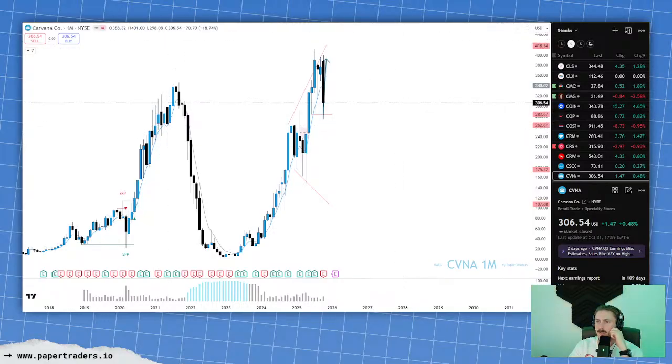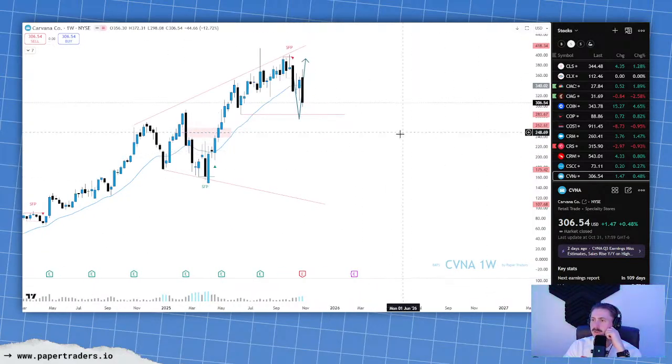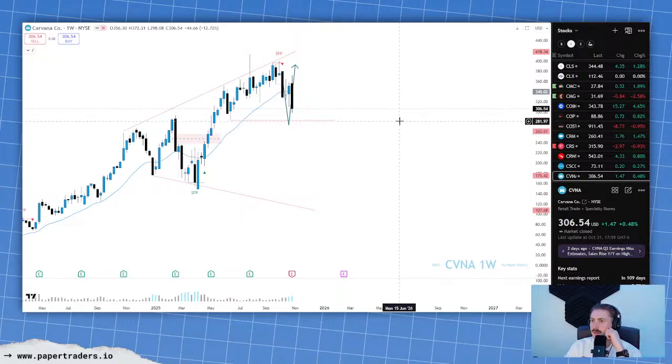Carvana. Exactly what I wanted to see on this one. Outside month, short this, then we outline this short inside the... CVNA. Yeah, we posted this way back when.